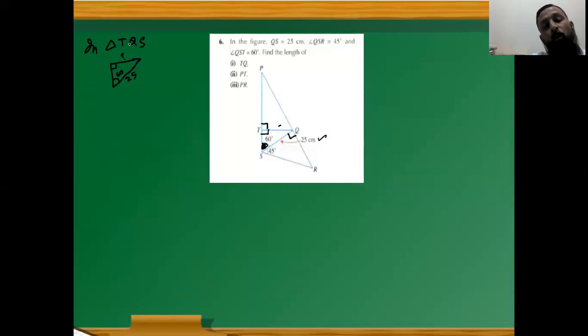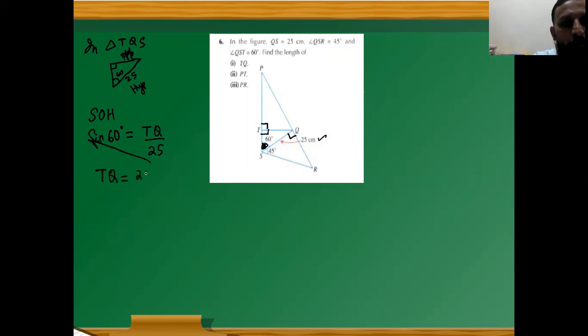So the first thing, you need to identify the names of the sides. The side TQ is in front of 60 degrees, so it is the opposite side. 25 is the hypotenuse. You need to look for the relation between opposite and hypotenuse, that is SOH. Sine 60 degrees equals opposite upon hypotenuse, that is TQ upon 25. Cross multiply 25 on this side, therefore TQ equals 25 multiplied by sine 60 degrees.